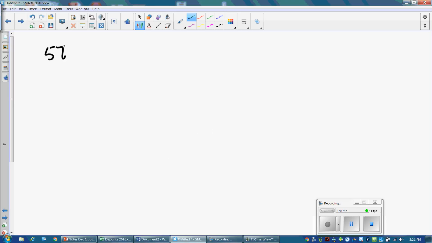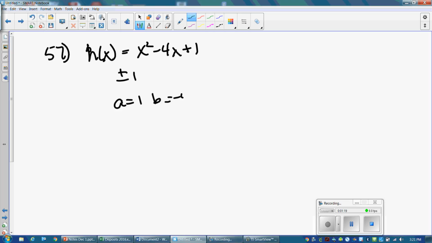57 is another quadratic. It's h of x equals x squared minus 4x plus 1. And here my choices would just be positive and negative 1, and neither one of those will work. So in this case I can't use square roots like I did on the last one, but I can use the quadratic formula. A is 1, B is negative 4, and C is 1.